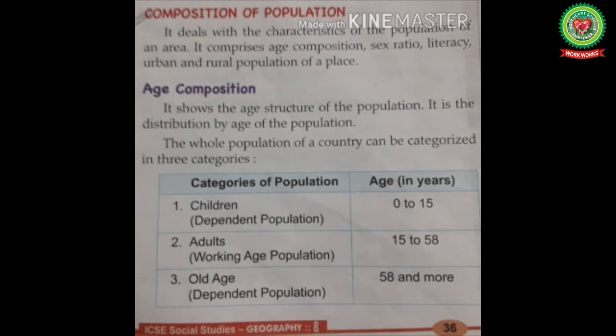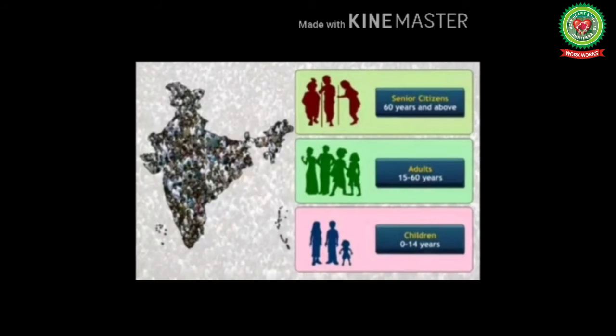It shows the age structure of the population. It is the distribution by age of the population. The whole population of a country can be categorized in three categories: children 0 to 15 years, dependent population; adults, working age population 15 to 58 years; and old age dependent population 58 and more.